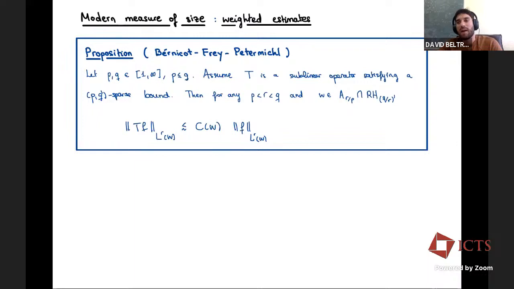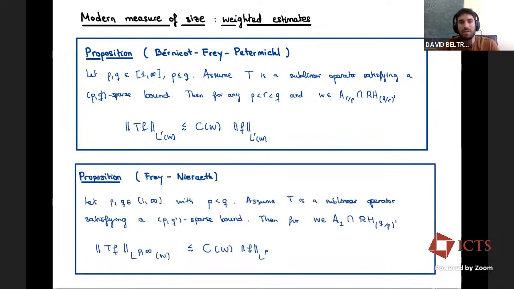Also, by adapting the previous argument for diagonal bounds, one can get weighted estimates. Weighted estimates with respect to the maximal function, so it's going to involve weights in the Muckenhoupt classes, but also in the reverse-order classes that I introduced earlier on. In particular, Bernicot, Frey, and Petermichl proved that whenever we have a sparse domination inequality with exponents p and q prime, then we have weighted LR bounds with weights in the intersection of these A over R-P classes and reverse-order classes with exponent q over R prime.